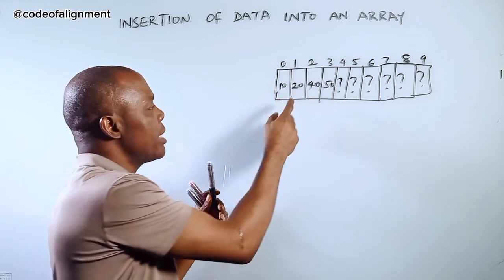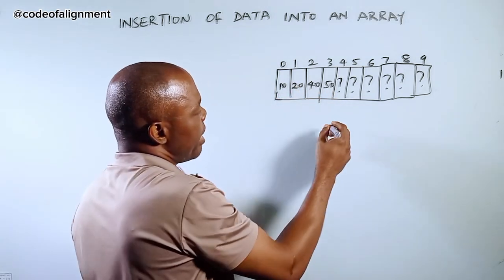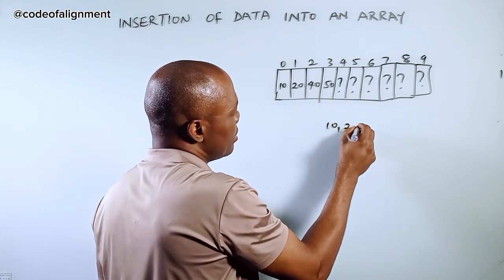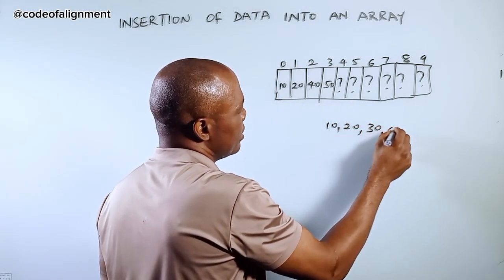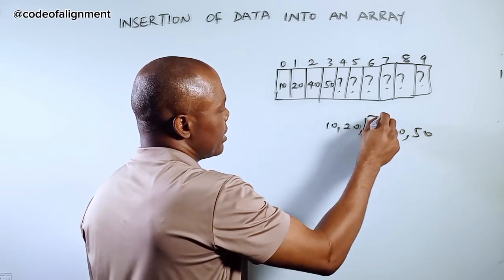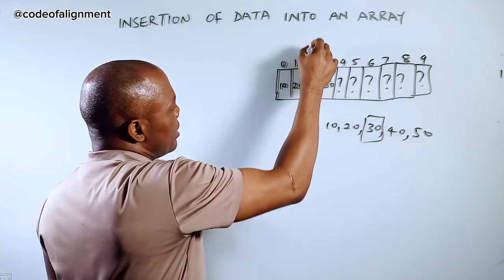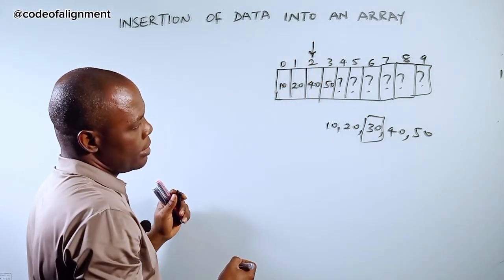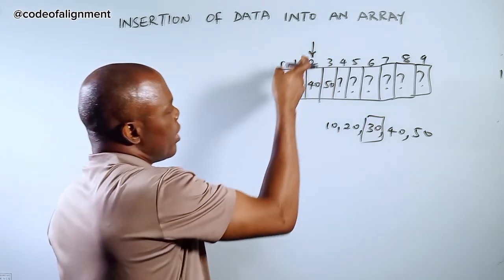But in this case, I'm doing this because I want to insert an element. Let's say I want to insert 30, so that my array will become 10, 20, 30, 40, 50. So I'm inserting this, and that will be at this index. Do you understand? So that will be at this index.